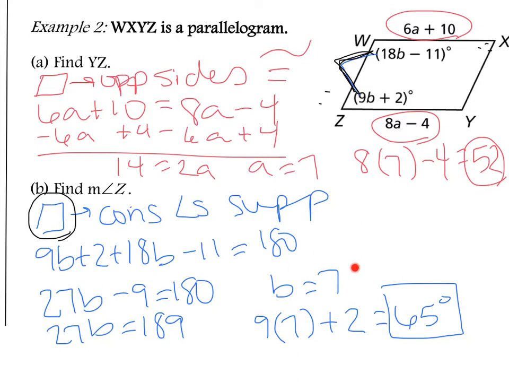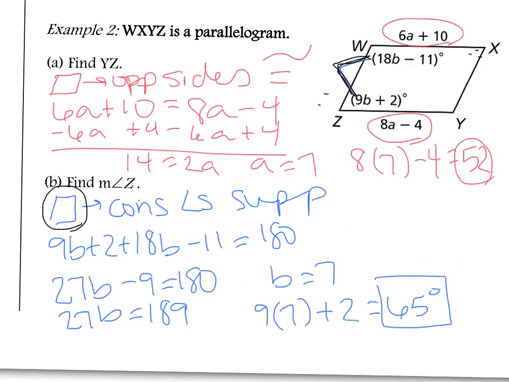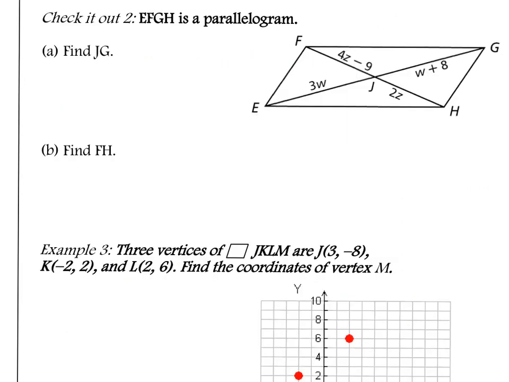Simplify, simplify, b is equal to 7, and then plug it into what they're asking. They're asking for the measure of angle Z. So I plug in 7, and I get that that is 65. Okay, y'all try to check it out too, and let's see if you can do the same thing with diagonals.